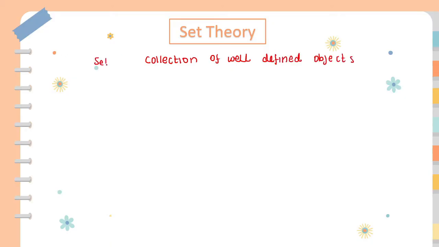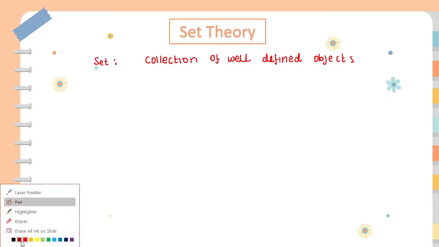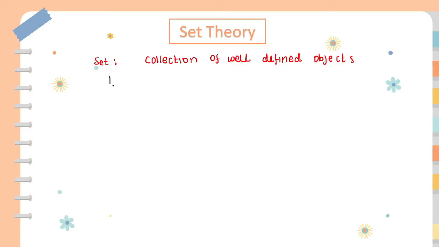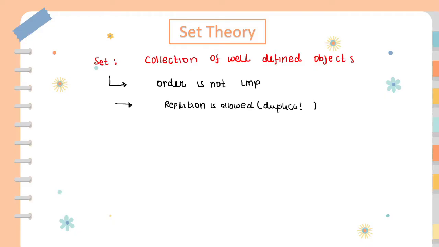So let me write here set, and let me use a different color. Two important points about sets are: in a set, order is not important, and the second one is that repetition is allowed, which means duplicate elements.